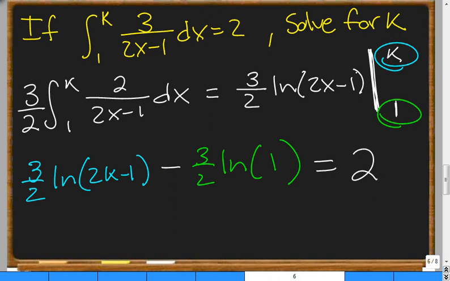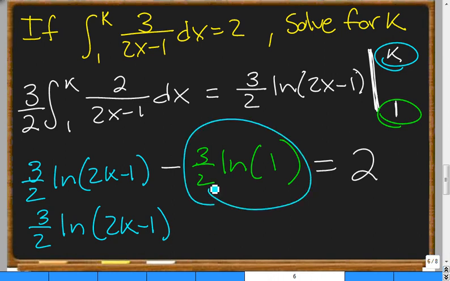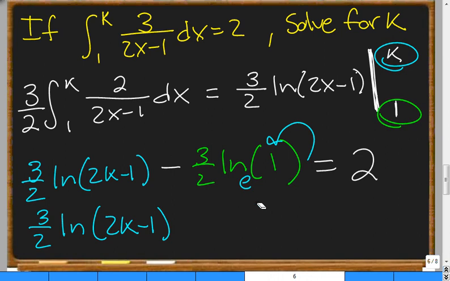So we can't simplify the beginning part yet. Okay, so we've got 3/2 times the natural log of 2k minus 1. Now, what is this? So a natural log of 1. What power would I take e to get a 1 out? Well, anything to the 0 power makes 1. So this whole thing actually makes 0. So we can actually get rid of this altogether. So we end up with 3/2 times the natural log of 2k minus 1 equals 2.